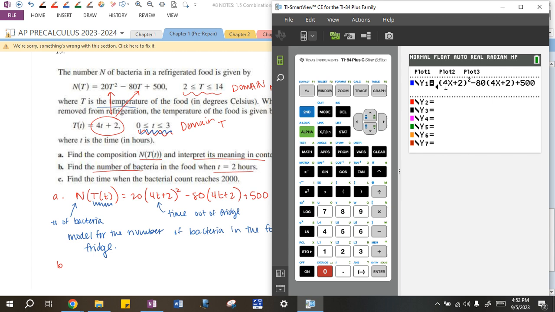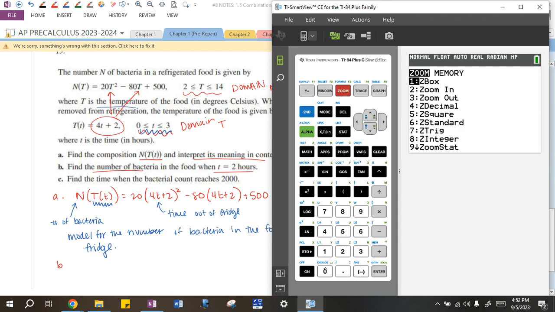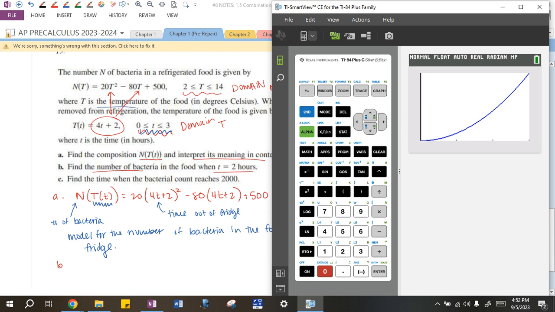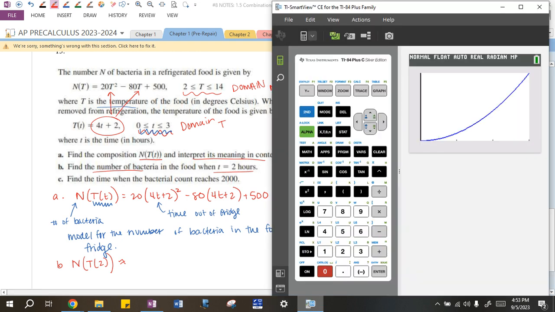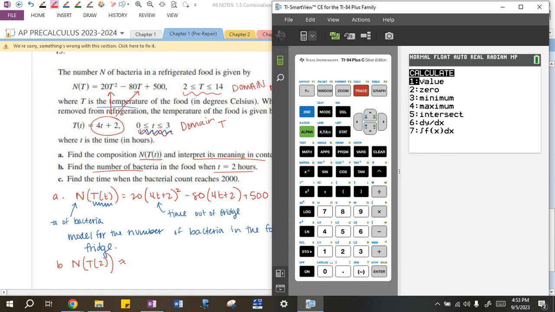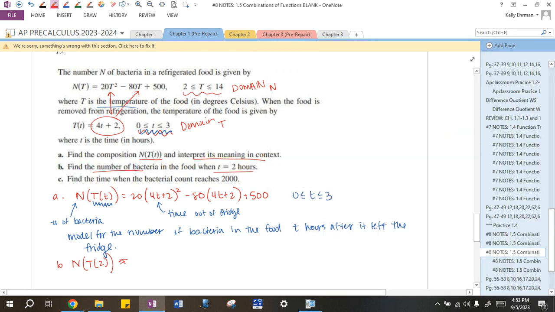You can graph this if you want to. We might as well practice graphing. Window, set the domain 0 to 3 for t, and then zoom fit. Okay, there's our function. Fun. But what do we care about? What I want to find is N of T of 2. Okay, I can do that on my calculator. What I want to do is figure out when the value is 2. There are two ways to do this. If you can see the graph, go to second trace value and type in 2, and it'll show you 1700.